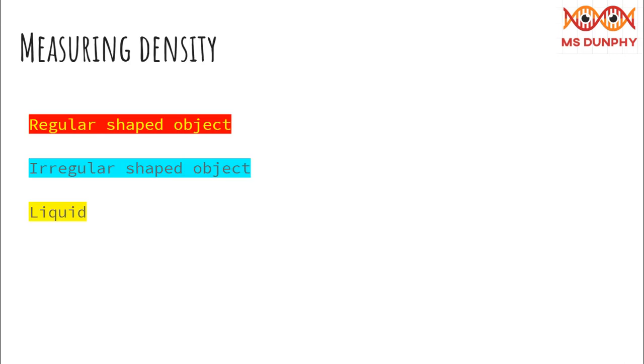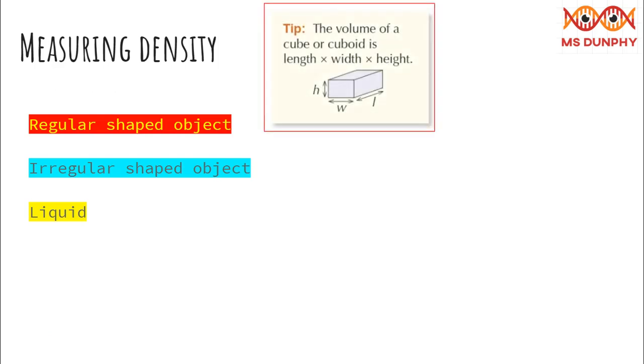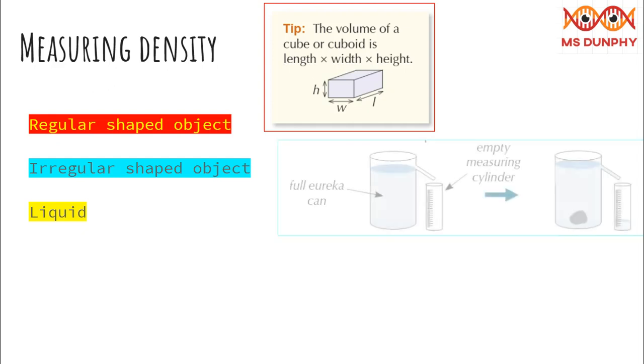You need to be able to measure the density of a substance for one of the required practicals. The method you should use depends on the type of substance. First, use a balance to measure the object's mass. You then need to find its volume. If it's a regular solid like a cuboid, you might be able to measure its dimensions with a ruler and calculate its volume. For an irregular solid, you can find its volume by submerging it in a eureka can of water.